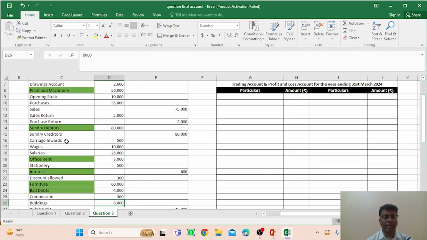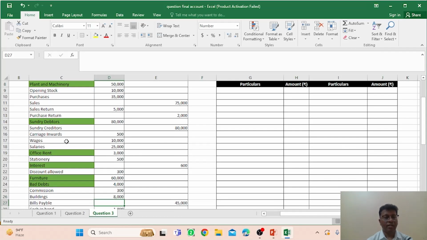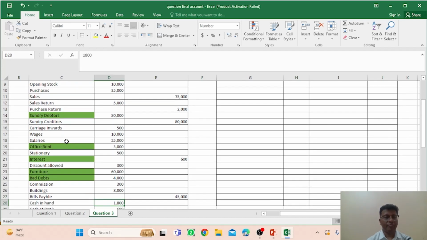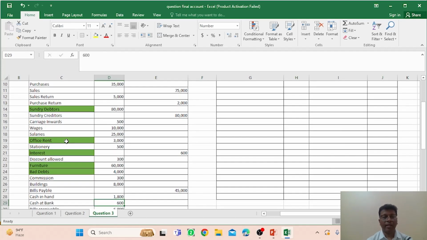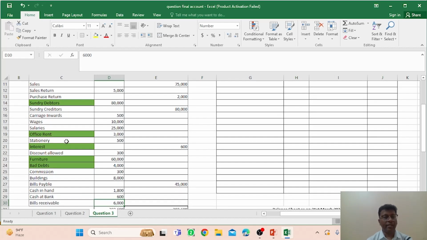Buildings, again, this is an asset. So it is to be shown in the asset side of balance sheet. Bills payable, it means you have to make the payment in future. So this is the liability. Cash in hand, cash at bank, both are the assets, so are to be shown in the asset side. And bills receivable, it means few bills you have and for which you will have the payment in future. So this is again the asset, so it is to be shown in the asset side.